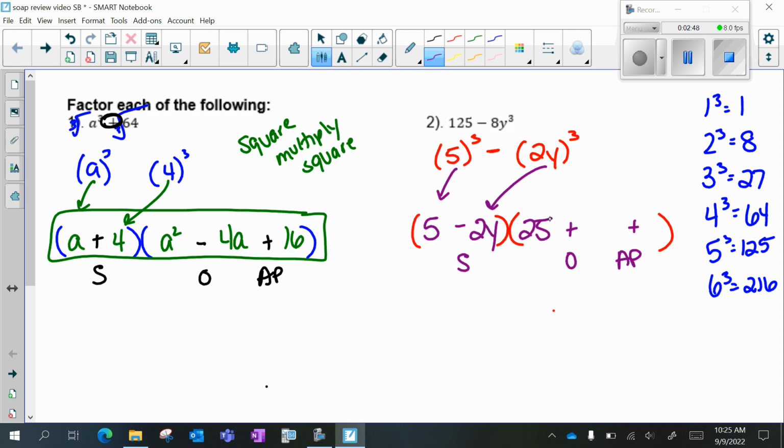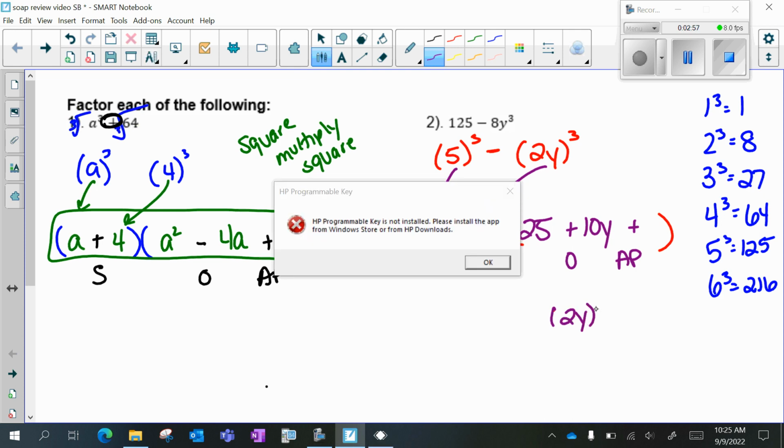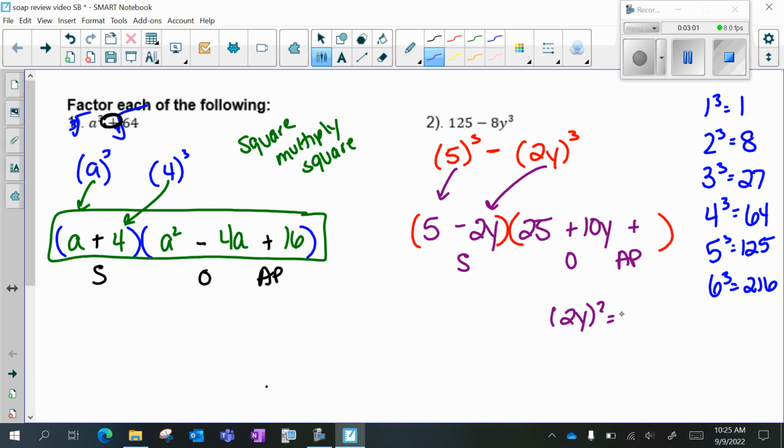Next piece is multiplying. So 5 times 2y gives me 10y. And then squaring, make sure you're careful here. This is really 2y squared, which is really 2y times 2y, which is 4y squared. So you want to make sure you're squaring the entire monomial and not just the variable.